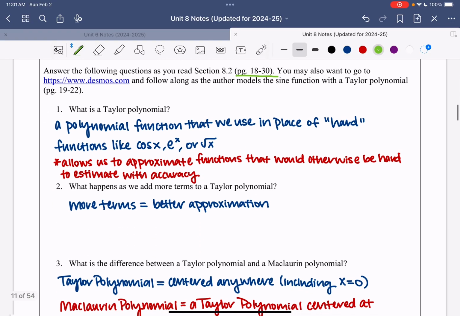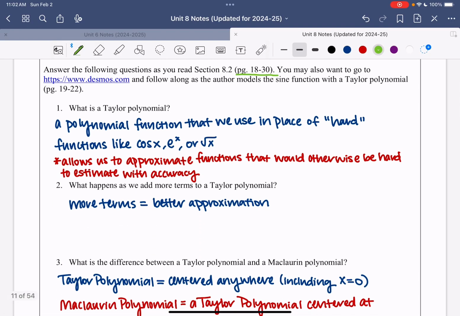A Taylor polynomial is a polynomial function that we use in place of hard functions like cosine x, e to the x, or square root of x. Those aren't the only ones, those are just some specific examples. Taylor polynomials allow us to approximate functions that would otherwise be hard to estimate with accuracy.